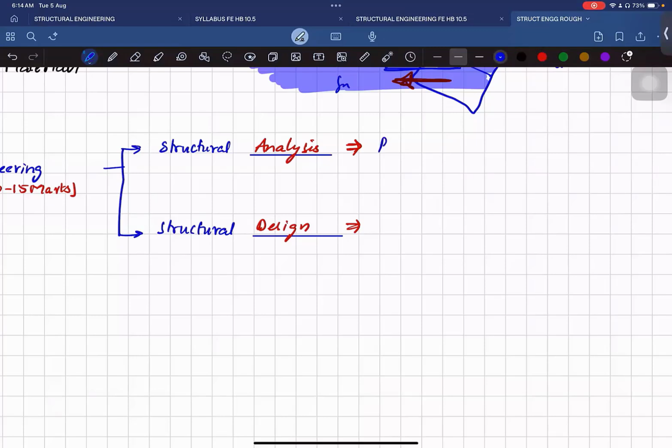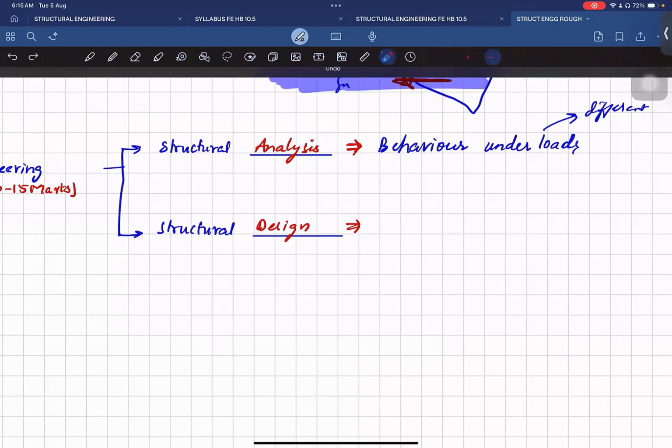Based on that, and then we'll do the design: what member it's going to be, what size it's going to be. So you're saying it is behavior under loads. If you want to study the behavior of a structure under the loads, it can be different loads, a combination of different types of loads. So in general, under the loads, how the structure behaves, reacts or responds, if you study that, we call it structural analysis.